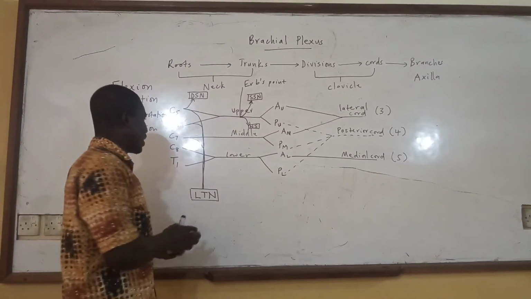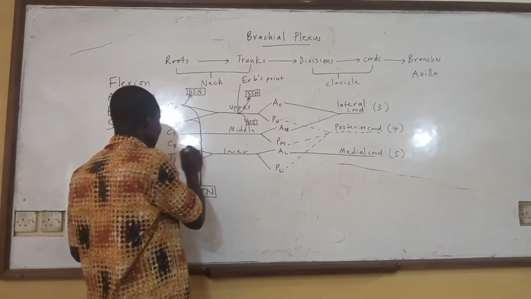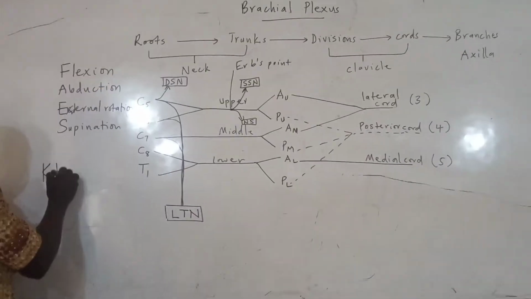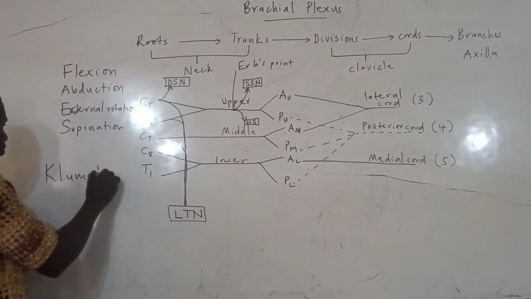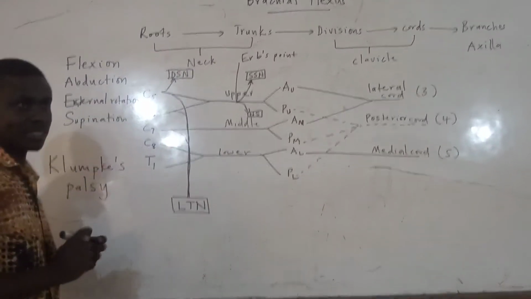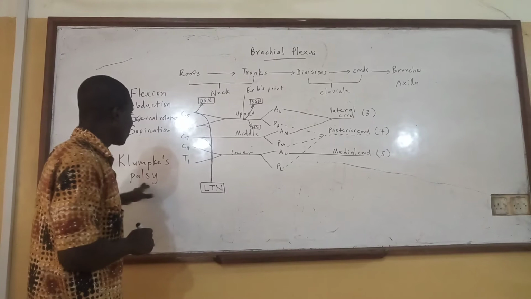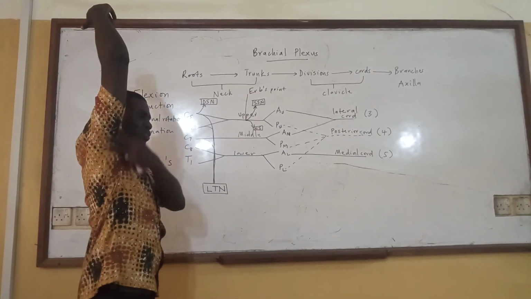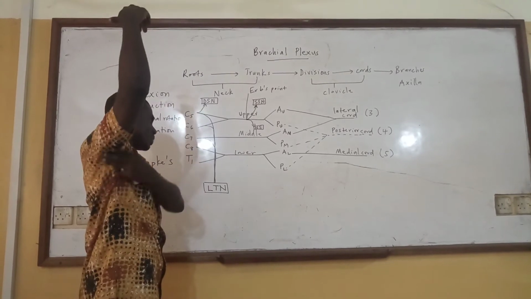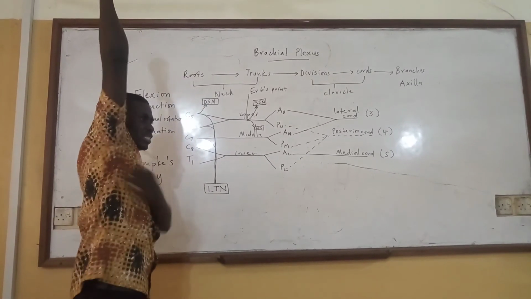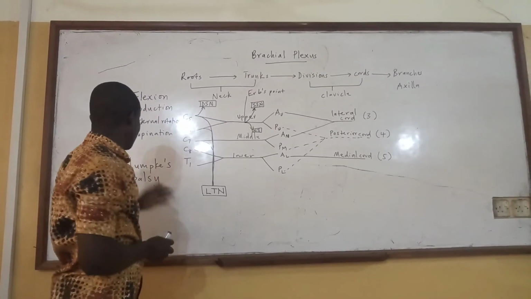Now, there is another issue which can happen with the lower trunk, and that's known as Klumpke's palsy. With Klumpke's palsy, usually there's upward traction at the neck or at the shoulder area, for example falling from a tree and then hanging onto the tree so tightly, and this area could be affected.